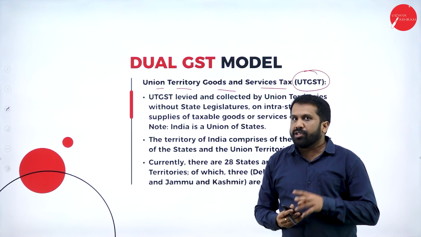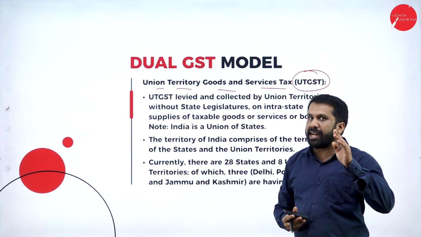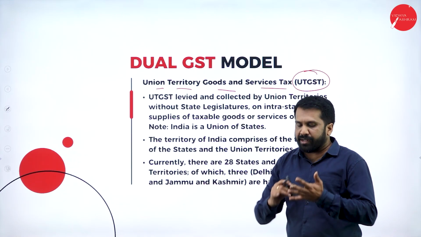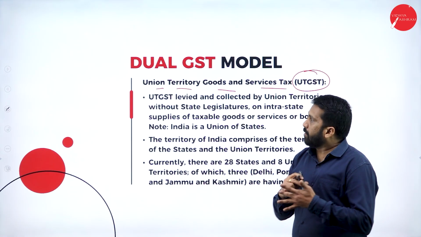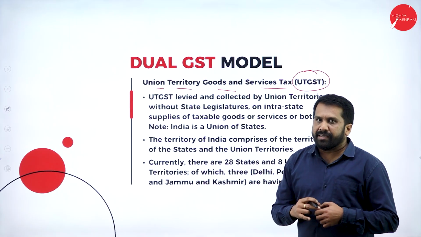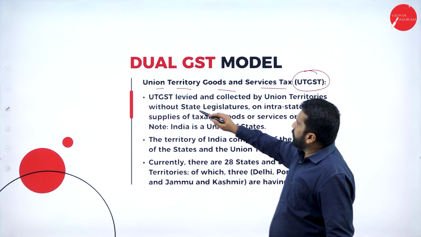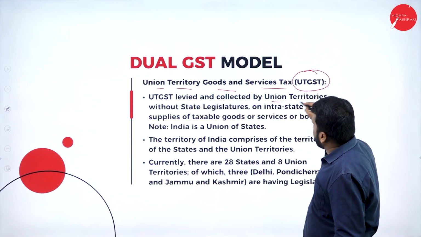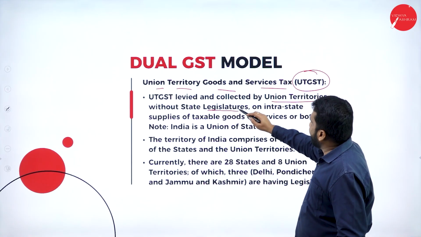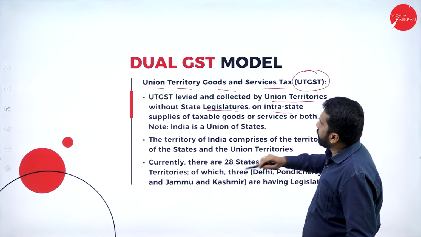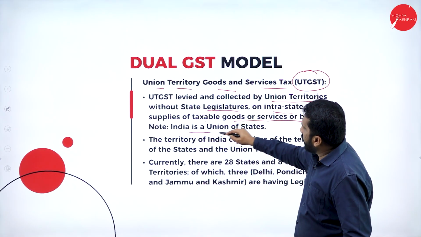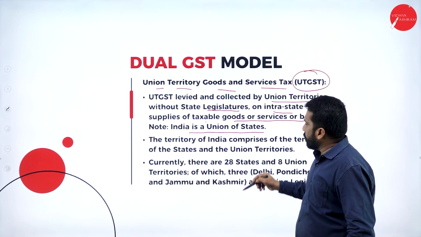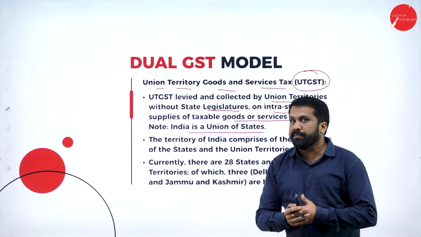Remember, these are all your 2-mark questions. They may ask you types of GST. Then you should write IGST, SGST, then this one, UTGST. UTGST is levied and collected by union territories without state legislature in intrastate supplies of taxable goods or services, both in India and union territory. So you have to remember this only for 2 marks.